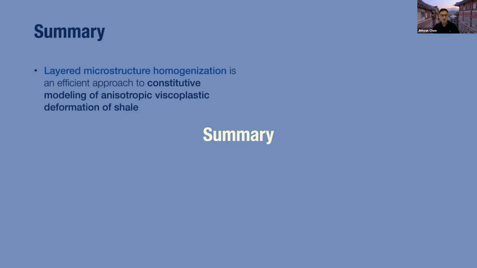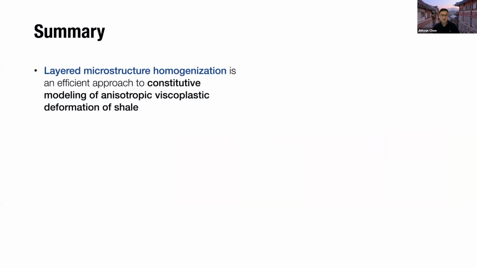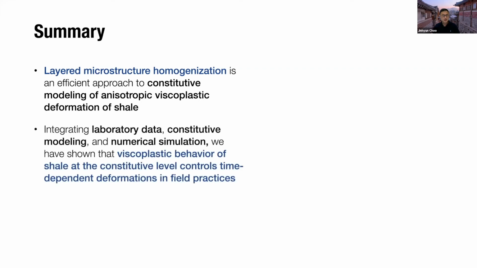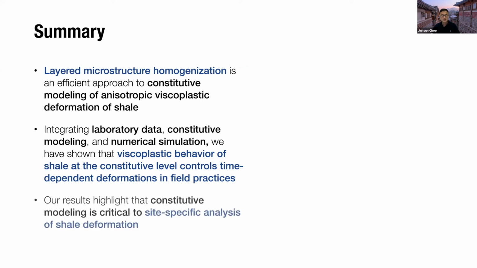So here is a summary. Layered microstructure homogenization is an efficient approach to constitutive modeling of anisotropic and viscoplastic deformation of shale. And this was already explained in our paper. In this particular work, we have integrated lab test data, constitutive modeling, and numerical simulation to show that viscoplastic behavior of shale at the constitutive level controls time-dependent deformation in field practices. Our results highlight that constitutive behavior and its modeling are critical to site-specific analysis of shale deformation.